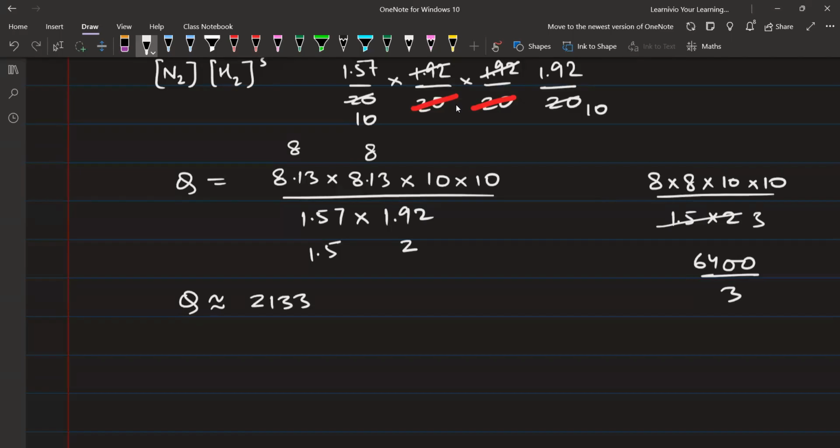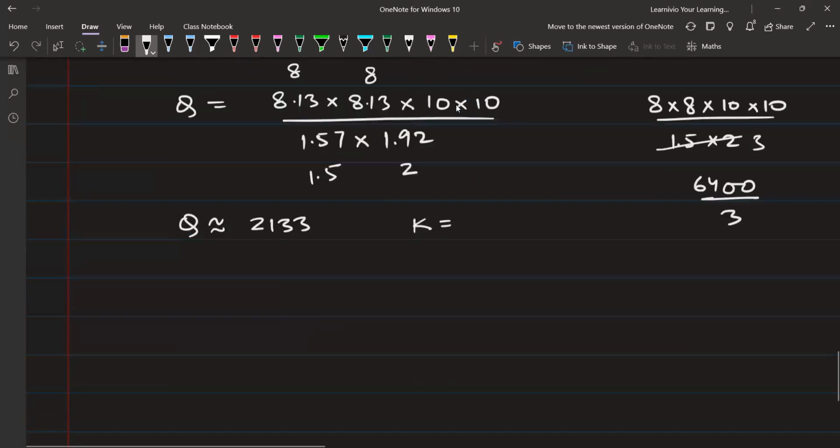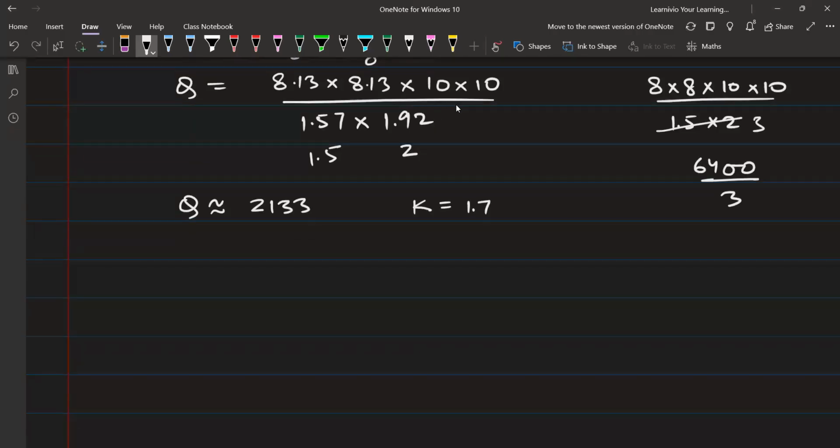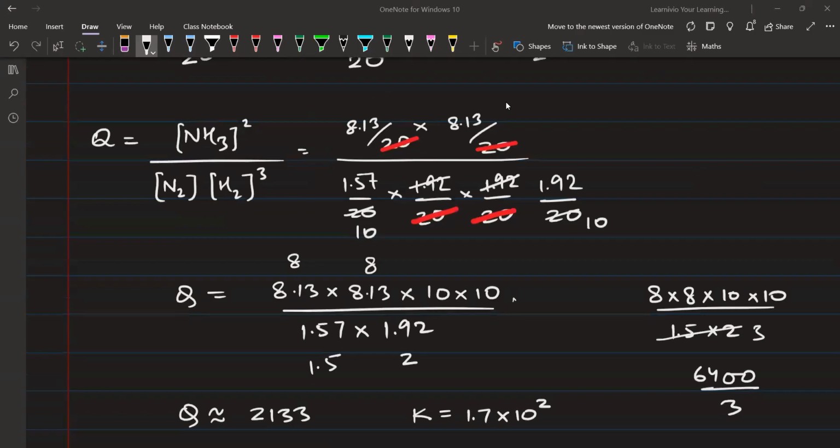Fine. And what is the K? K is equal to how much? 1.7 into 10 to the power minus 2. 1.7 into 10 to the power 2, not minus 2. Is it correct, guys? Look, is it correct up to here? Did you also get the same answer on your calculator? Let me see whatever approximation I did, was it correct or not?